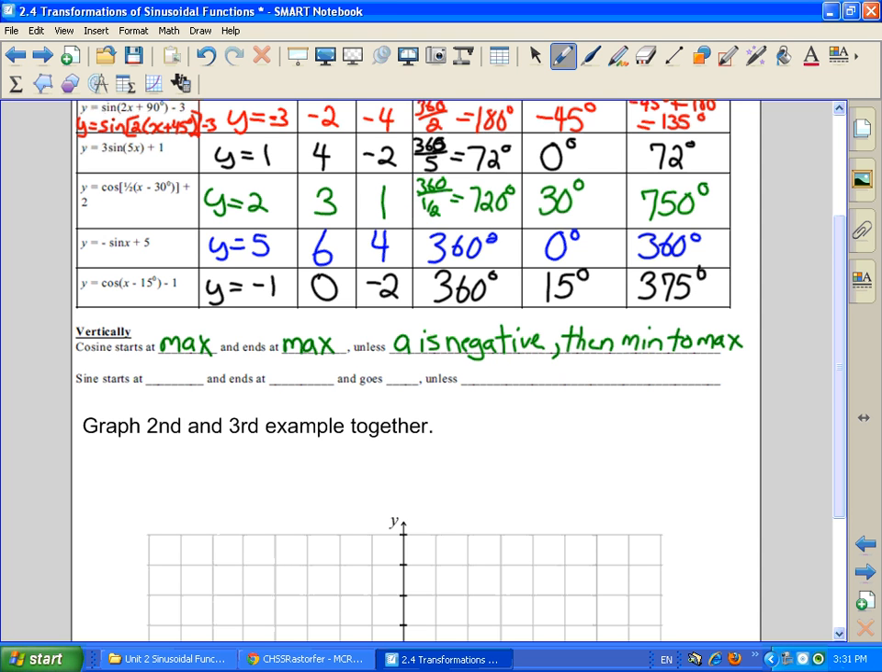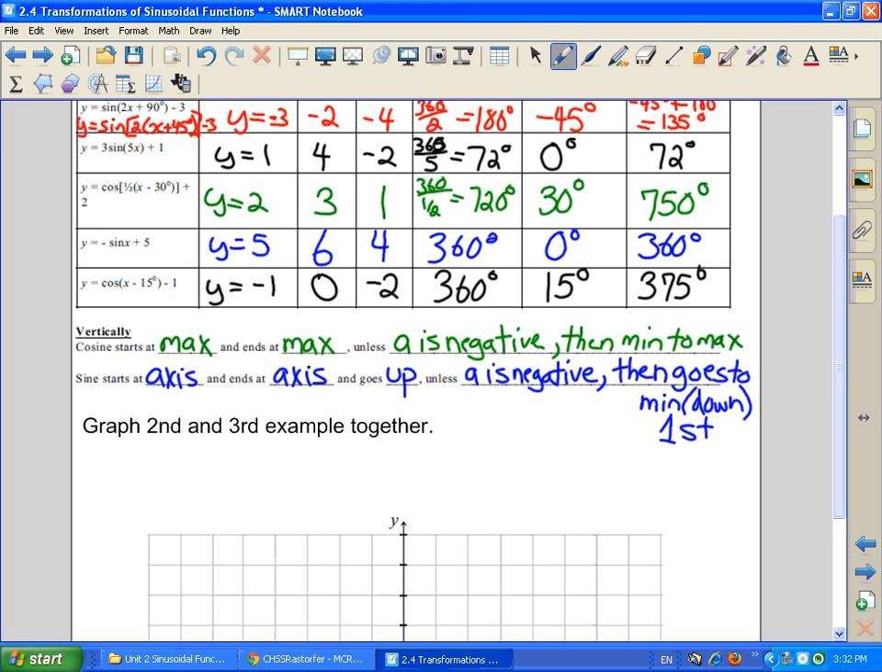All right. Let's take a look at the sine. The sine starts at its axis and it ends at its axis, meaning to complete one cycle. It starts at axis and approaches its max, unless A is negative, which means it reflects the x-axis. If it does that, then it goes down first, to min, or down first.